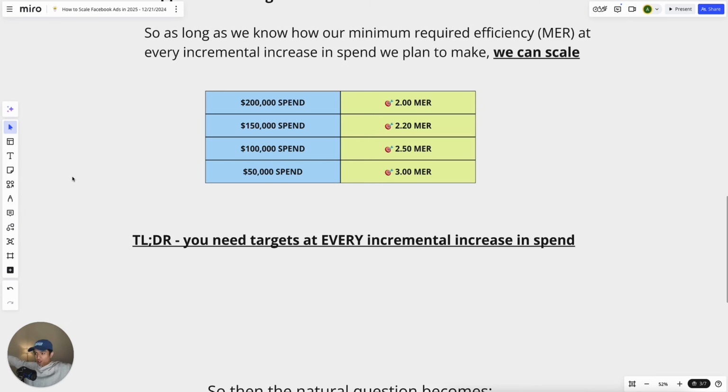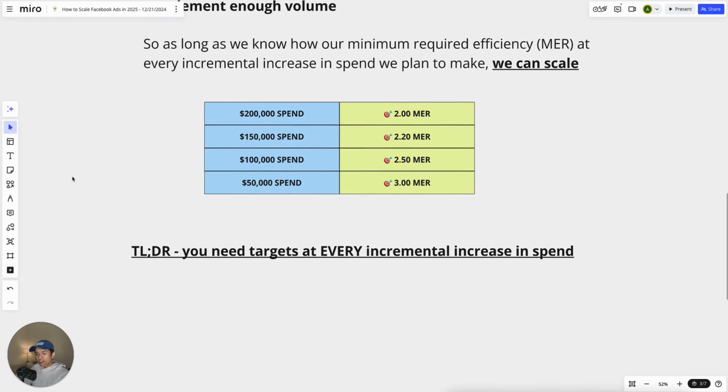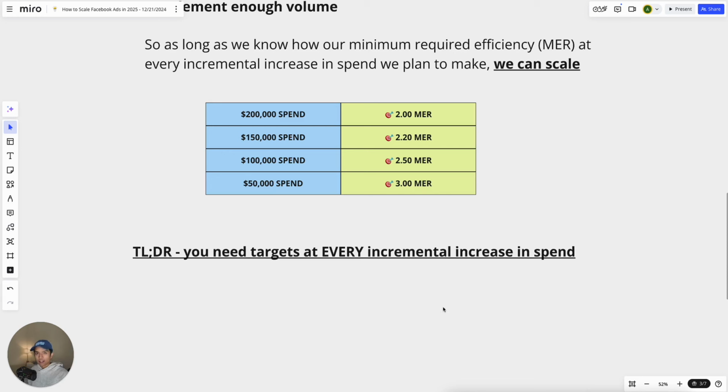The return on ad spend is dropping. It's more so, for every incremental spend increase that I plan to make, what is my new efficiency required? And what is the total volume of profit that the business is taking home? So scaling, you need targets at every incremental increase in spend, is the TLDR.